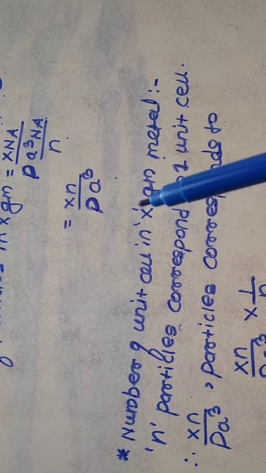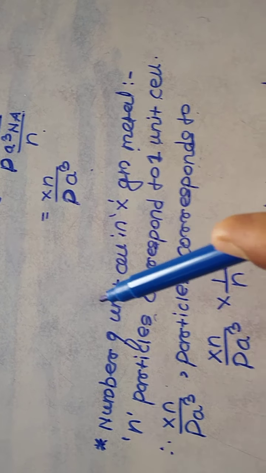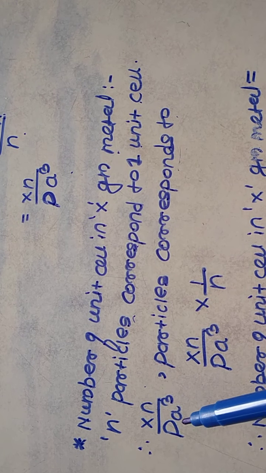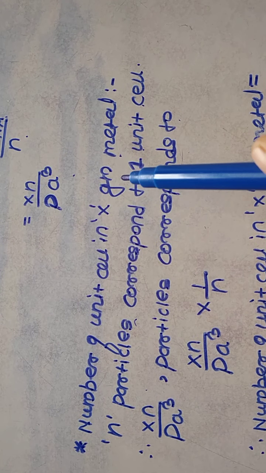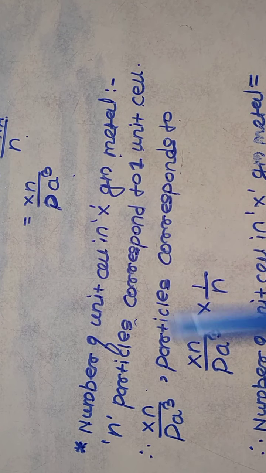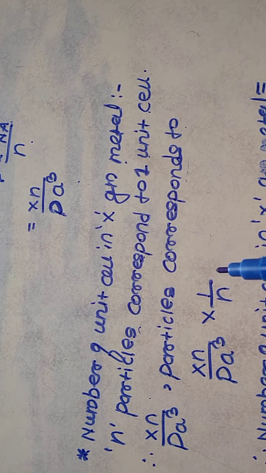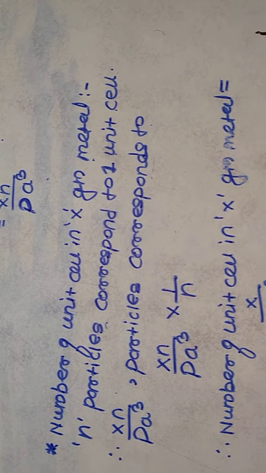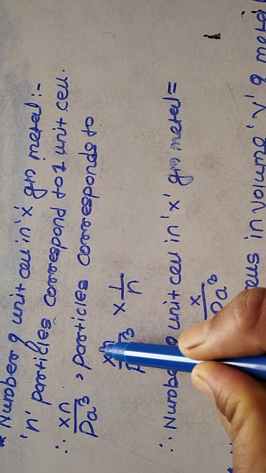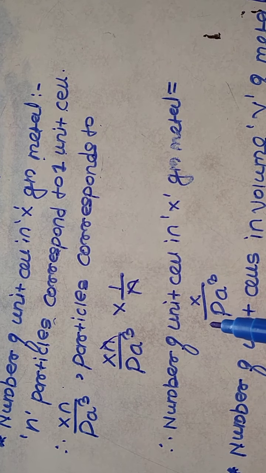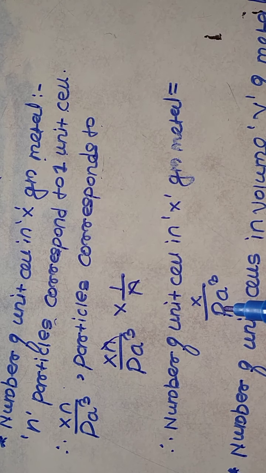You can simply simplify it. What will you get here? x n upon rho a cube into 1 upon n. By this relation you get this formula. Finally, n gets canceled here. The number of unit cells in x gram of metal is x upon rho a cube.